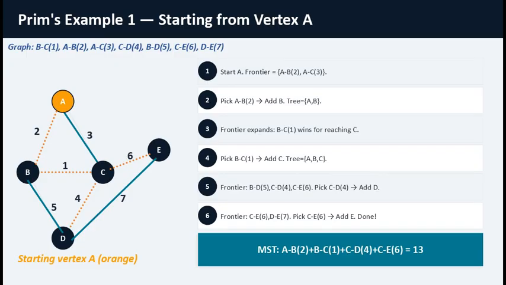Continuing, we pick CD at 4 and then CE at 6. The final MST costs 2 plus 1 plus 4 plus 6, still 13, exactly matching Kruskal's result. This confirms a key insight. Both algorithms always find the same minimum total cost, regardless of their strategy.